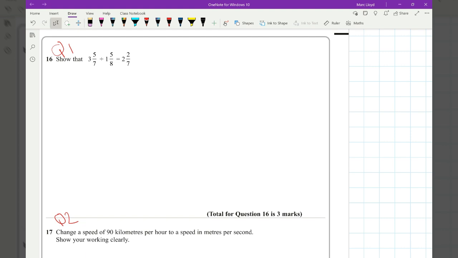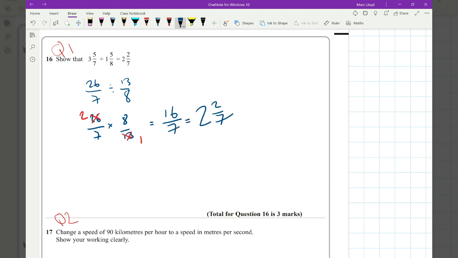3 times 7 is 21. Add the 5 gives us 26 over 7. We're going to divide that by 1 times 8 is 8 plus 5 is 13 over 8. Next thing we do, keep, change, flip. So the divide turns into a multiply, and it's times by 8 over 13. Look at that. We can cross cancel here. Divide them by 13. We get 2 and a 1. So 2 times 8 is 16. 7 times 1 is 7, giving us 2 and 2 over 7. Done.